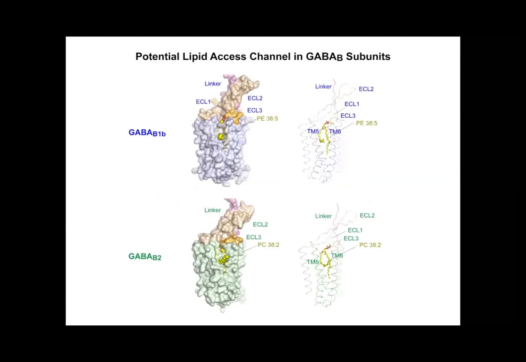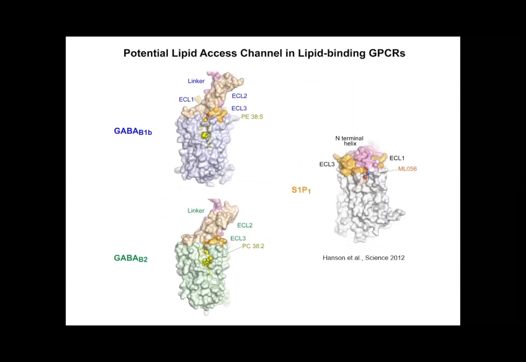This slide shows the molecular surface of each GABAB subunit. We observed lateral gaps between TM5 and TM6 of both subunits, which may serve as a potential access channel for the endogenous phospholipids. These openings are analogous to the one between TM1 and TM7 in the lipid-binding GPCR sphingosine 1-phosphate receptor.